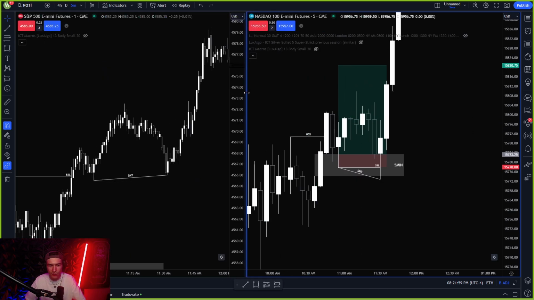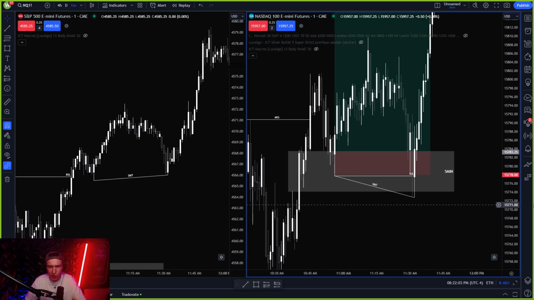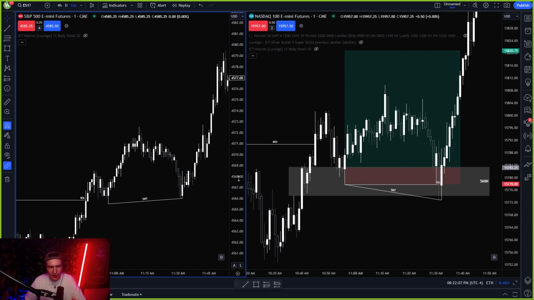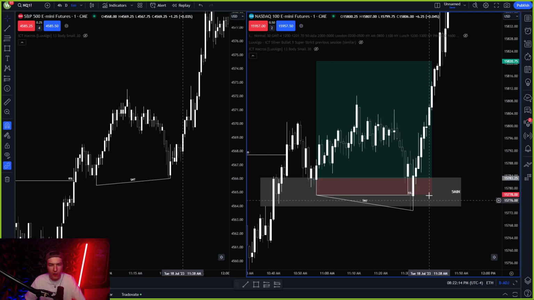Markets end up pushing down, stopping out all of those traders that put their stops at the low. All of these lows, ES never comes down, has a divergence between ES and NQ. We sweep this low, and then notice right here, boom, boom, boom, boom, boom, boom, boom, boom, boom. Smart money loads up because all of retail has now been stopped.